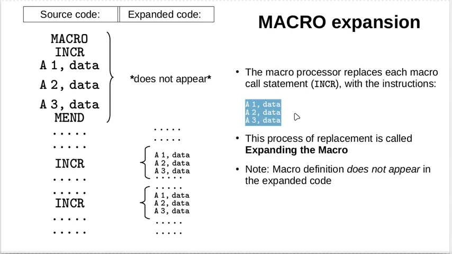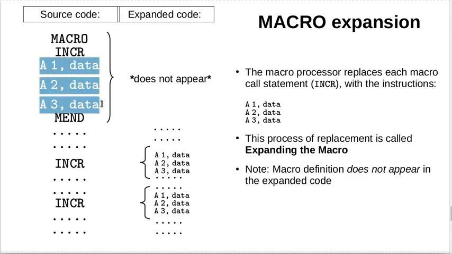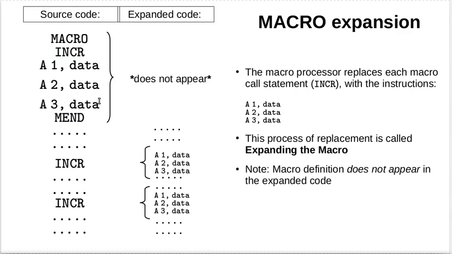So there is a macro processor, and it understands that wherever you have used the name of the macro INCR, that is a macro call statement, and at every point of the macro call statement, the macro processor is supposed to replace the macro call with the actual instructions, right? So this is what the macro processor does. That is the macro processor's job. Fine. So this process of replacement is called expanding the macro. This is the third facility of macro, right? It is called macro expansion or expanding the macro, right?